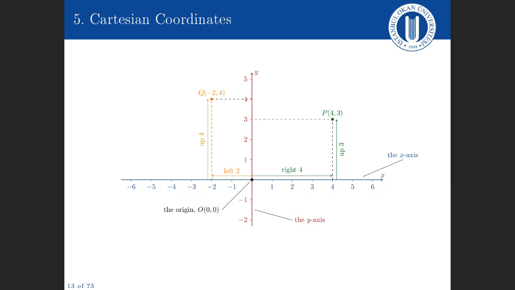And then we can describe the position of a point P, say, by measuring how far we go to the right from the origin, and then how far we go upwards. If we start at the origin and we go to P, we need to go right 4 units and then up 3 units. So P has Cartesian coordinates 4, 3. And for the same reason, Q has Cartesian coordinates -2, 4. We go to the right -2 units, so that's the same as saying we go to the left 2 units, and then we go up 4.